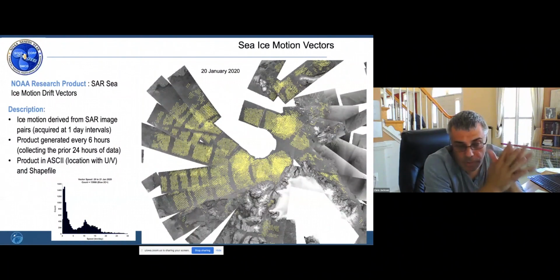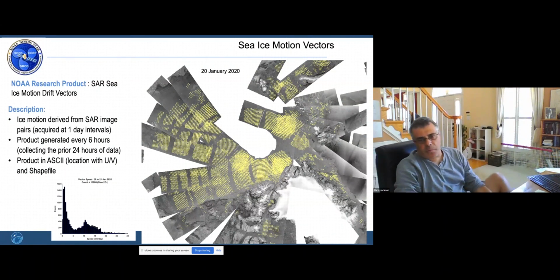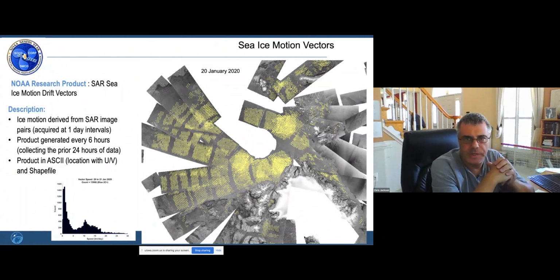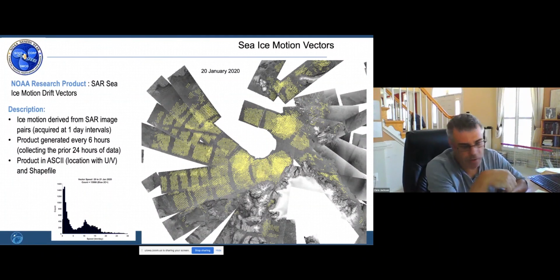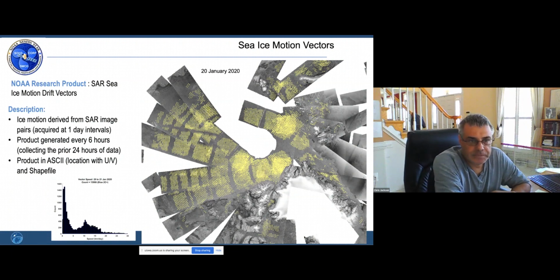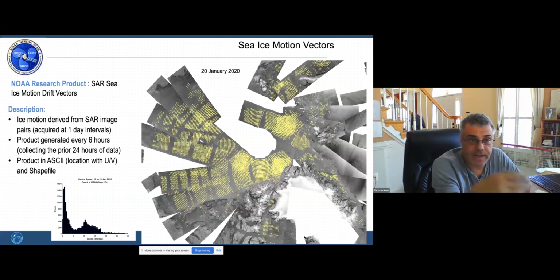So while the eye can pick that up and it's fascinating to watch the ice move, we'd like to turn that into a useful product for our customers. One of the things we've been working on, and that has been worked on for a number of years using other microwave techniques, has been sea ice drift vectors. We take the imagery from day to day, and we have a correlation technique that will identify particular features and relate them from imagery from one day to the next day. So we do this on a 1-day interval.